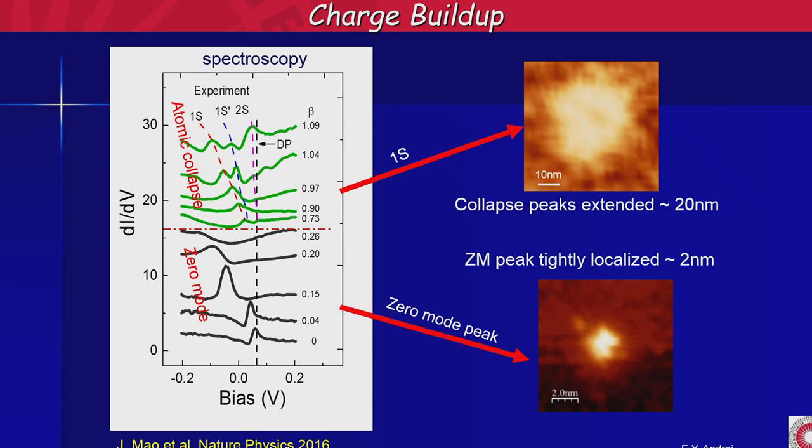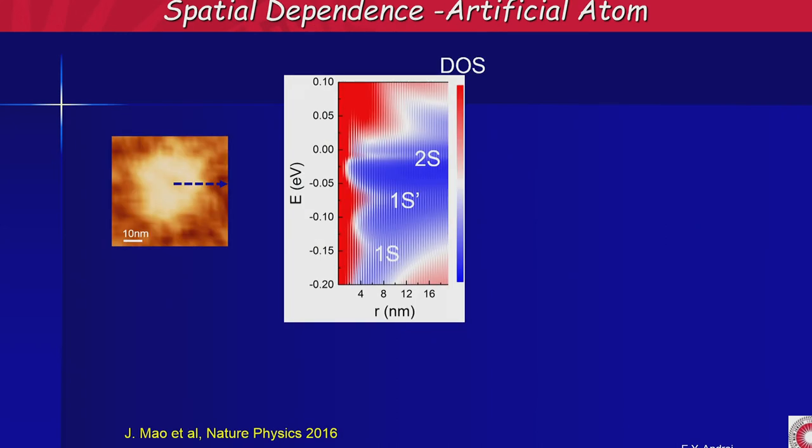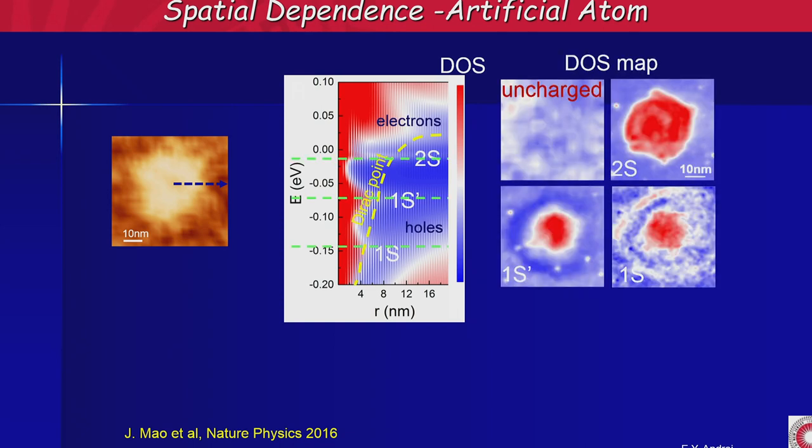And the last thing I'm going to show you is here, we're going to look at the highest charge, about beta 1.09. And we're going to do energy maps. What I'm plotting here is the density of states as a function of position as you move out from the center. And this is uncharged. Now for an energy at the 2s energy here, it looks like this. So this is where the wave function sits. You can measure how big it is, about 15 nanometers.